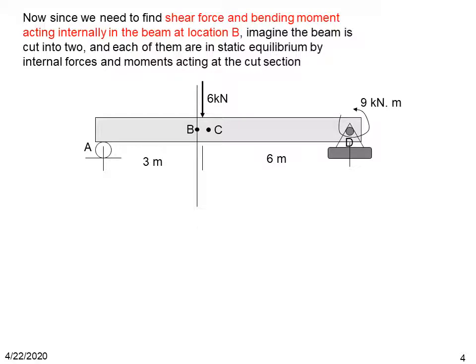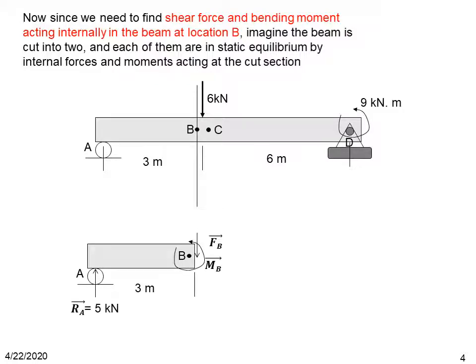So now we need to find out the shear force and bending moment acting at a given cross section B. In order to do that, we imagine that we're cutting the beam into two pieces through a plane that is passing through the point between B and C. So we have two pieces. The beam AD is now cut into two, AB and BD, but we are considering only the left half of the beam, which is AB.